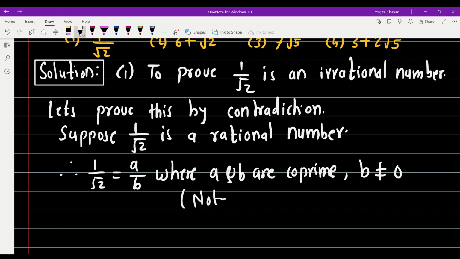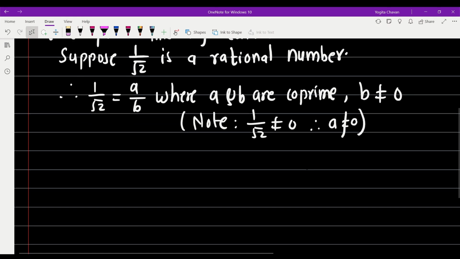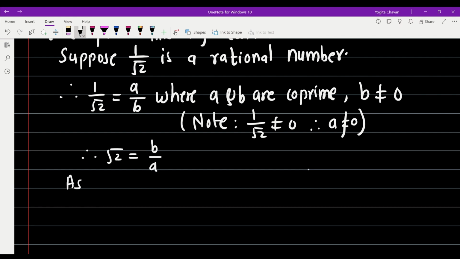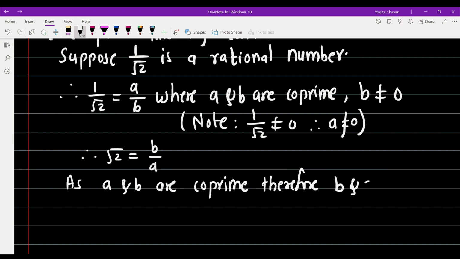So a is also non-zero. Note, 1 by root 2 is a non-zero number. Therefore a is also a non-zero number. Now 1 by root 2 is equal to a by b. Therefore root 2 is equal to b by a. And as a and b are co-prime, therefore b and a are also co-prime.